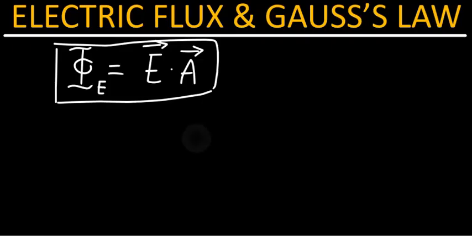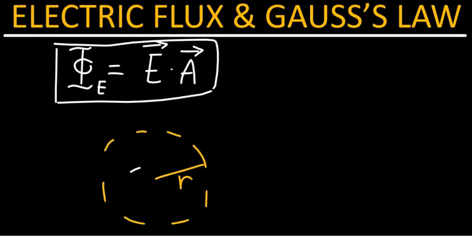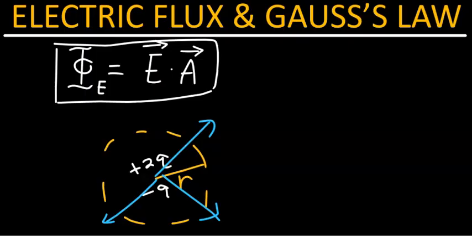Let's assume you have a spherical surface like that with a radius r. Within this spherical surface, assume you have two charges. One charge is plus 2q, the other one is minus q. Then we should anticipate electric field going outward through this spherical surface, like that. It's outward because the net charge is positive.